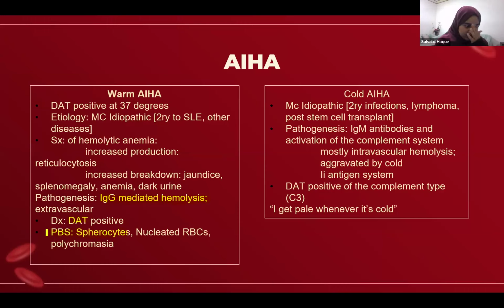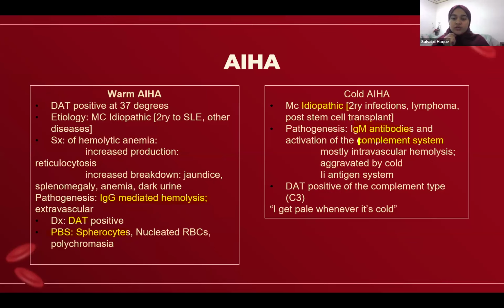Not a diagnostic of this, because spherocytes are also seen in hereditary spherocytosis, right? Okay, now cold autoimmune hemolytic anemia happens most commonly idiopathic, similar to warm. It can also happen secondary to infections, lymphoma, post-stem cell transplant, etc. Here, the pathogenesis is IgM antibodies and activation of the complement system.